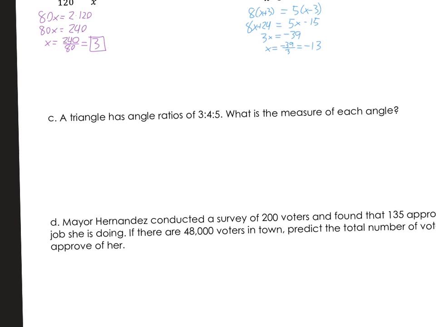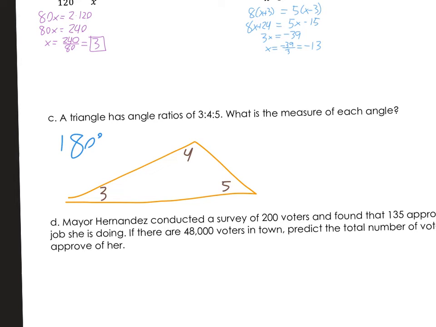C. A triangle has angle ratios of 3 to 4 to 5. What is the measure of each angle? All right, we don't know what our specific measurements are, but we do know we have a triangle. We know a triangle must have an internal degree measurement of 180 degrees. We don't know the specific values of our angles, but we know the ratio of 3 to 4 to 5.